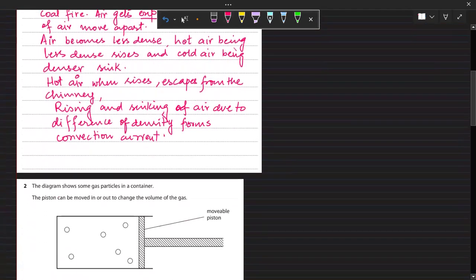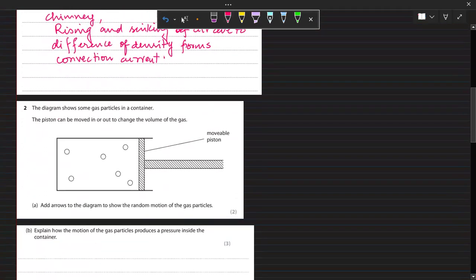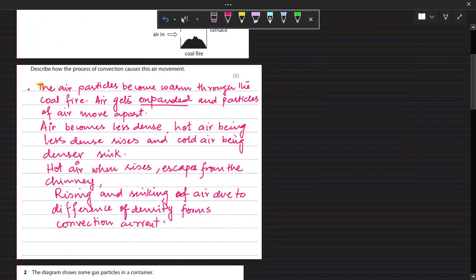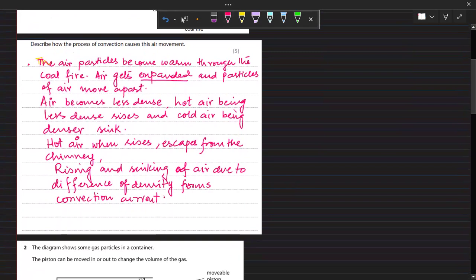Okay. So the basic concept is about hot air rises and cold air sinks, being denser. The thing which is denser always sinks, and the one which is less dense rises. Okay, and this rising and sinking causes convection current.